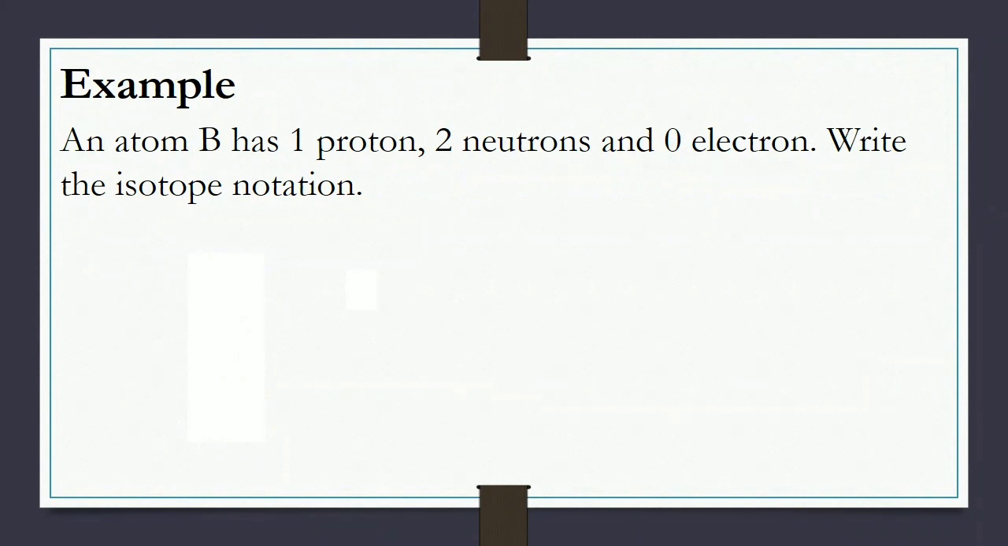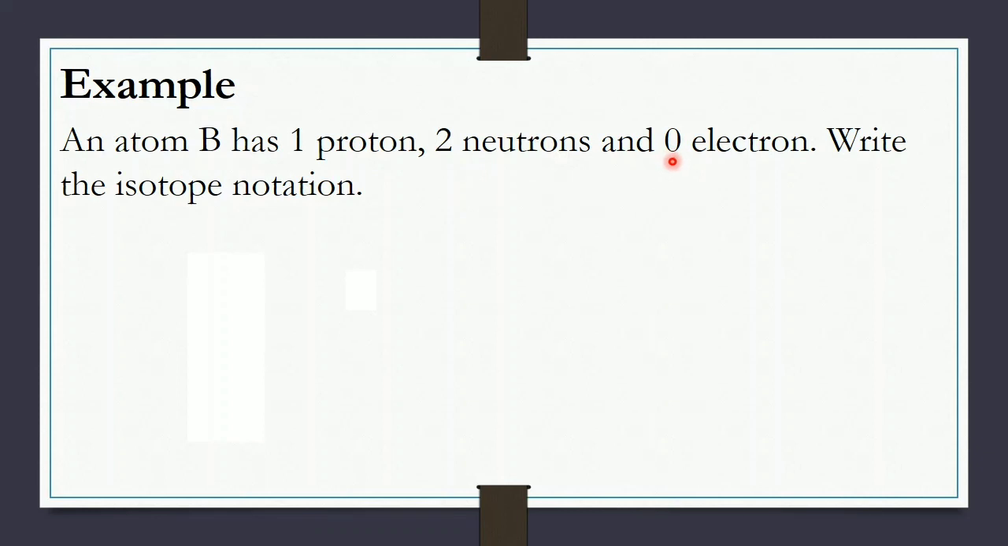Now let's look at the example questions. An atom B has 1 proton, 2 neutrons and 0 electrons. Write the isotope notation. So based on this information, 1 proton, 2 neutrons and 0 electrons, you can see the atom B has lost 1 electron.